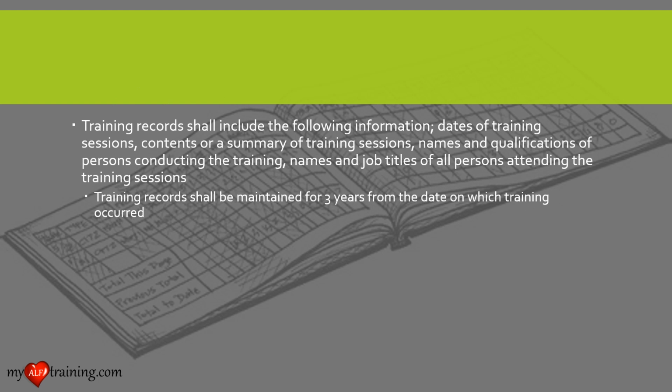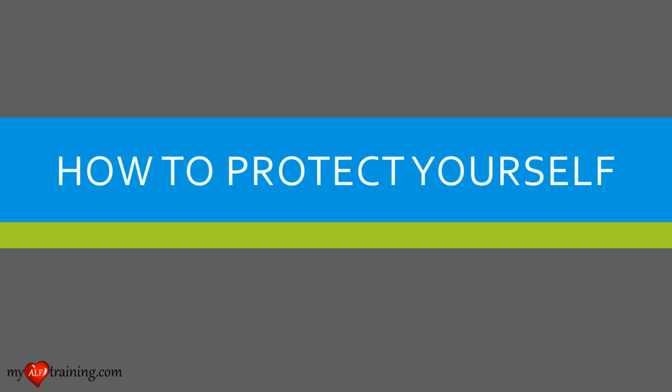Training records shall include the following information for employees with occupational exposure: the dates of the training sessions, contents or a summary of the training sessions, the names and qualifications of the persons conducting the training, and the names and job titles of all persons attending the training sessions. Training records will be maintained for 3 years from the date on which training occurred. Knowing some precautions and the gravity of what could happen with an exposure incident, what are some specific ways to protect yourself?